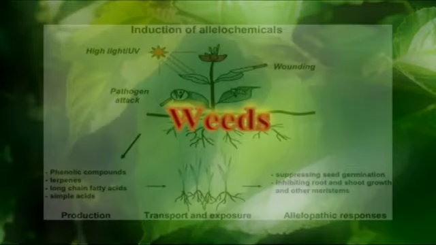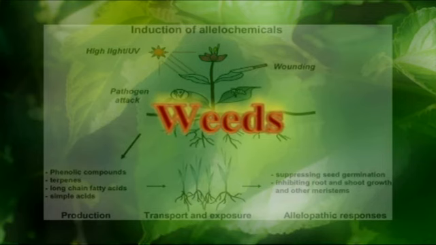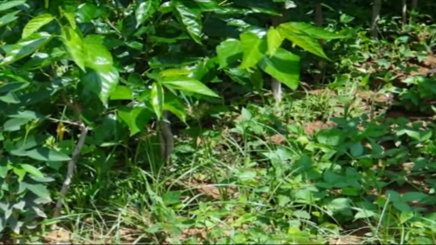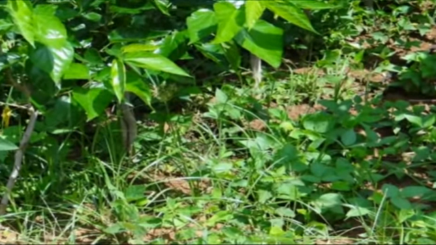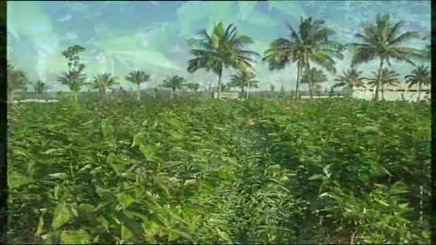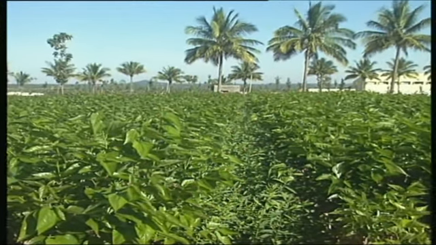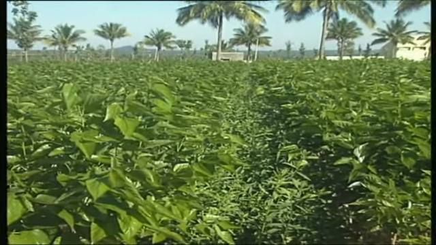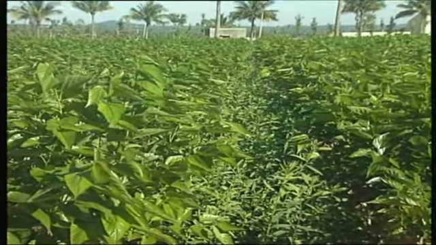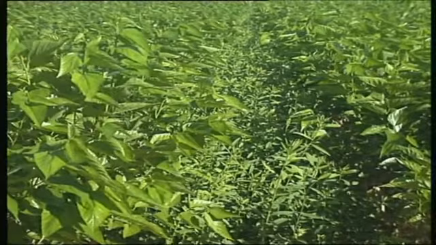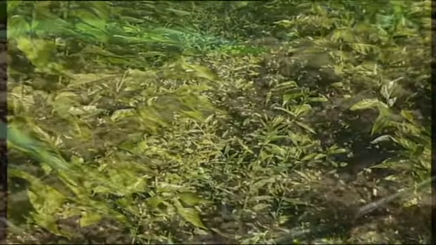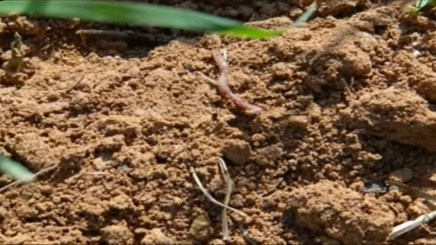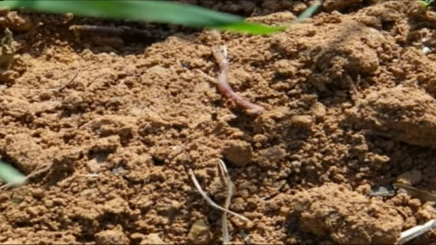Next, we are supposed to know what weeds are in effect. Weeds are the plants which grow where they are not wanted. They grow in the fields where they compete with crops for water, soil nutrients, light and space, and thus reduce crop yields. They also harbor insects, pests and microorganisms.